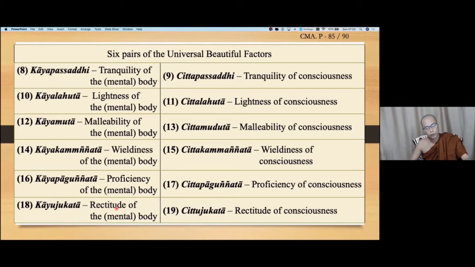Now, according to the classification, the 19 universal beautiful factors can be divided into 2 groups. Numbers 1 to 7 come separately as single items, and 8 to 19 come in pairs. So there are 6 pairs. In this way, you can learn them easily. Otherwise it is not easy to memorize, because studying the Pali words and their nature together is not quite easy. That is why we need to find the proper way of study.